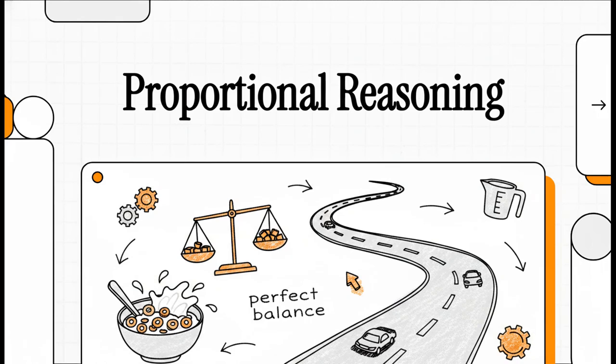Welcome to This Explainer. Today, we're going to skip all those dry textbook formulas and unpack a really fascinating chapter on proportional reasoning. We're going to discover how it's actually this ultimate hidden survival guide governing literally everything around us, from the breakfast on our tables to the highways we drive on. So let's dive right in and uncover the mathematical framework that keeps our world functioning in perfect balance.